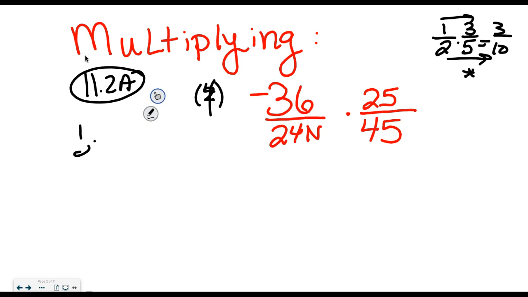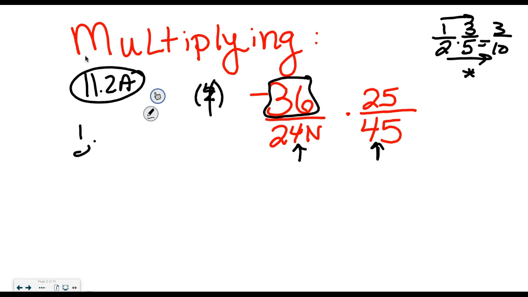So you need to look at this 36, and you have to see if there's anything in it that's living anywhere on the bottom, either in here or in here, and you're going to chop it out. It's best to take the biggest bite you can, but if you miss the biggest, you'll know. So you guys just tell me, what's something that goes into 36 that also goes into 24?